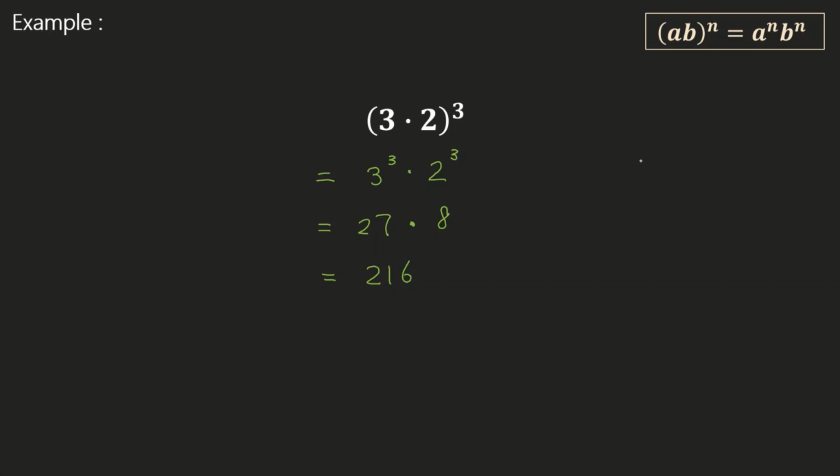Now let's use a different method and see if we can come up with the same answer or not. So let's evaluate inside the parentheses first. 3 times 2 is 6, so this essentially is 6 raised to the third power. Okay, so that's 3 6's multiplied together. So that's 36 multiplied by 6, and the answer is also 216. So we have the same answer.